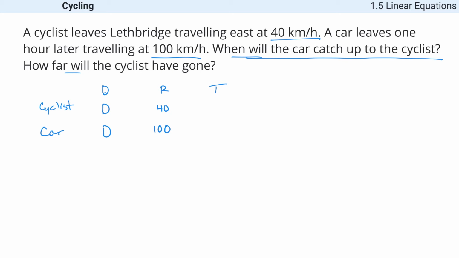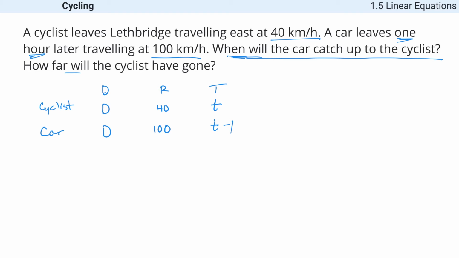Okay, for time, I guess I don't know. I'm looking to see when the car is going to catch up to it. So I don't really know the time, but I do know the time would be an hour different, right? So a car leaves 1 hour later. So say the cyclist's time is t. That means the car's time will be whatever that t is minus 1 because it leaves an hour later. Okay, so there I've got two relationships.